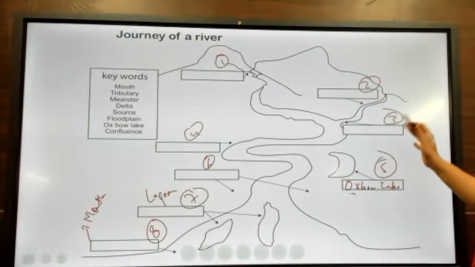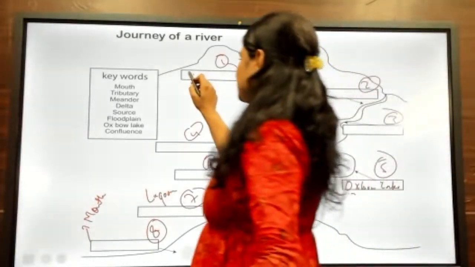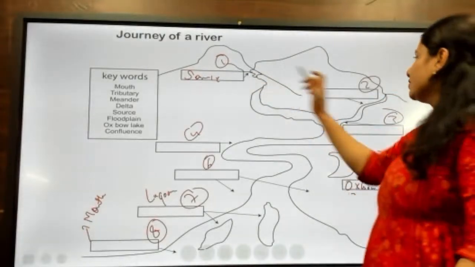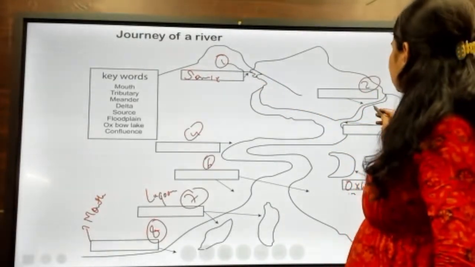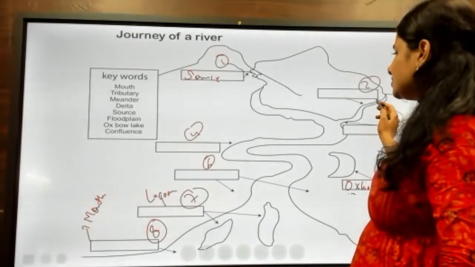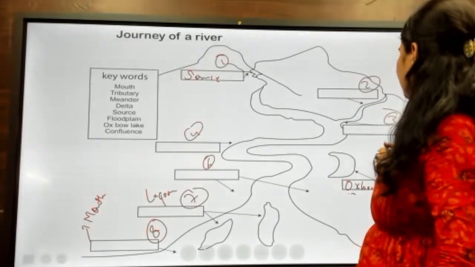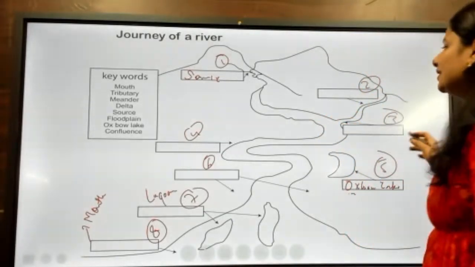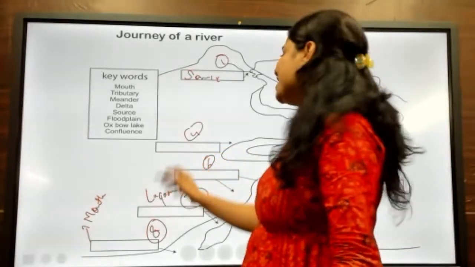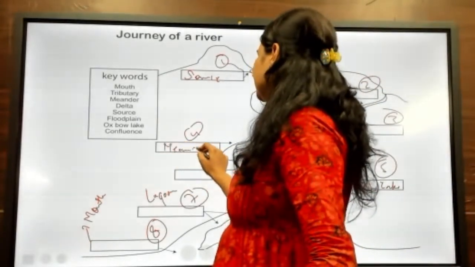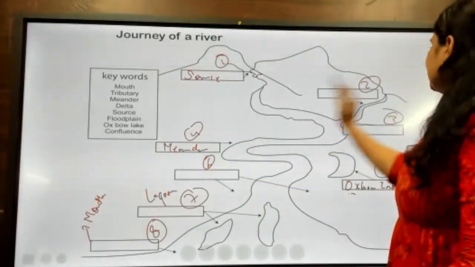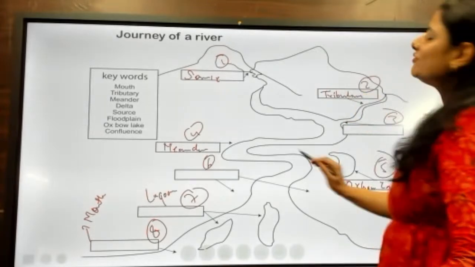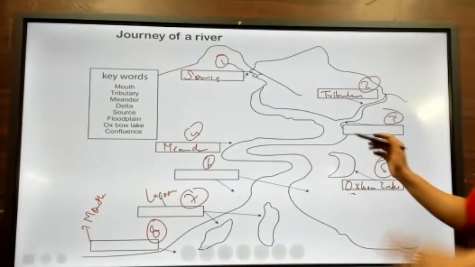Okay, fine. Source. First is source. Remember this thing? This is called the source or origin of the river. Fine. The second one is tributary. Then what is the third one? Then what is the fourth one? Meander. Okay, the fourth one is meander. Then this is your tributary, and wherever two rivers are joining, this is called confluence.